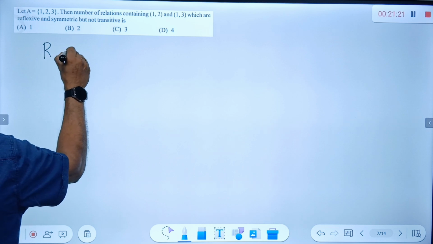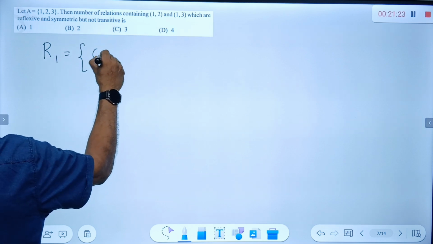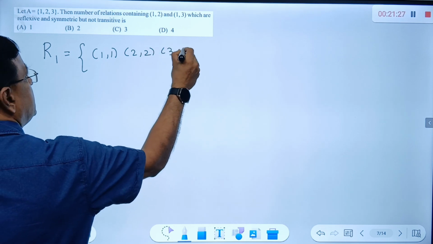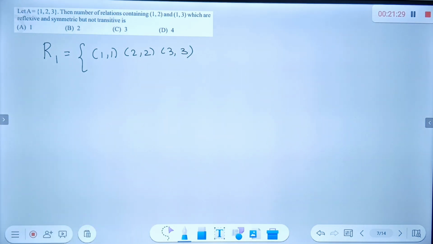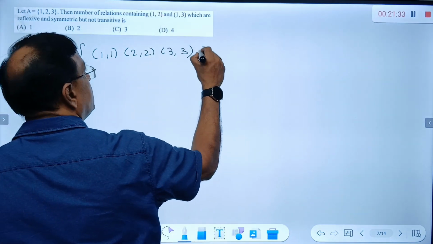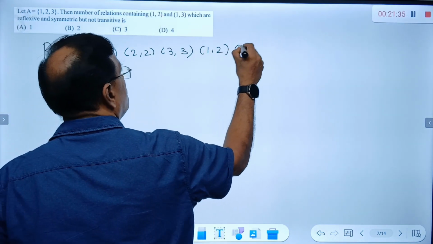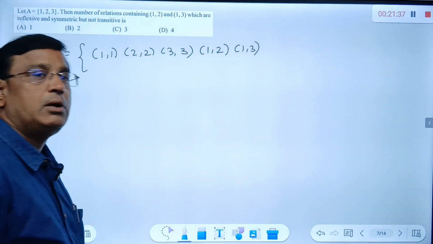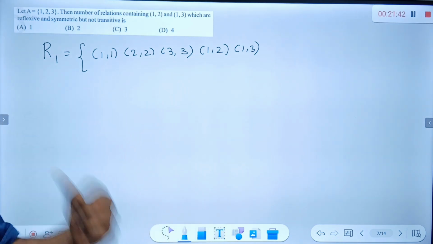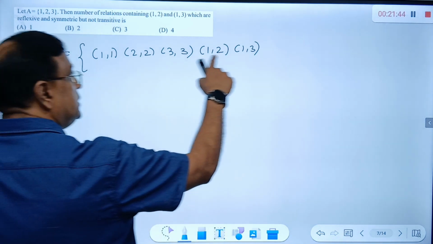Let me talk about R1. You have 1 comma 1, 2 comma 2 and 3 comma 3. It is a must. Why is it a must? Because it has to be reflexive. And by the condition of the question, I should have 1 comma 2 and 1 comma 3. Why should I have them? Because that is what is asked in the question. Now, is it reflexive? Yes, it is reflexive.